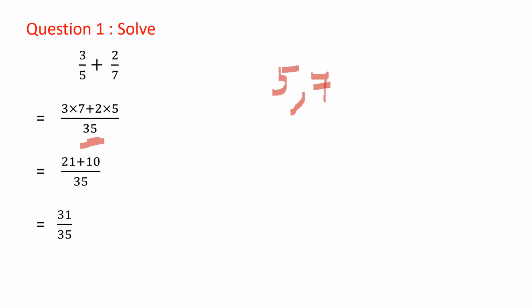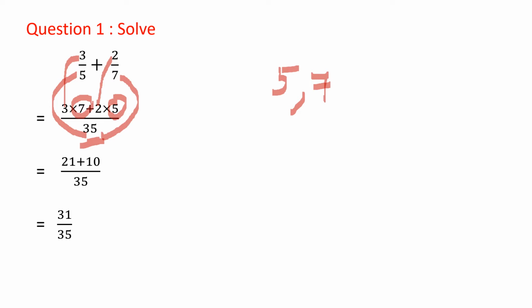Now, 5 into how much is 35? 5 into 7 is 35. So you write 7 here. And this 3, you write it here, right? Now, 7 into how much is 35? 7 into 5 is 35. So you write 5 here. And this 2, you write it here, right?